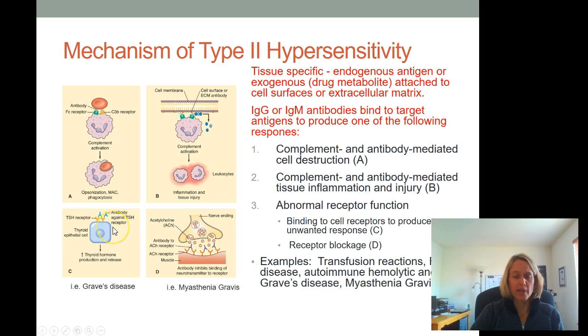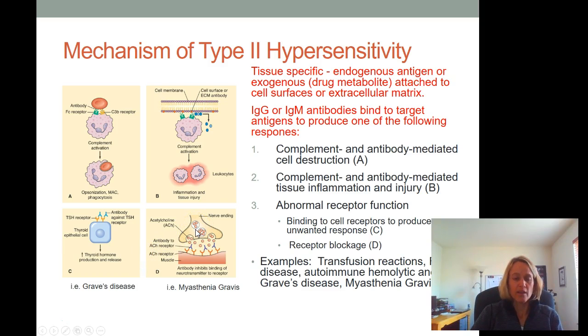We can also get abnormal receptor function. So we have antibodies that combine to a receptor, producing an unwanted response. An example is Graves' disease, in which we have antibodies that look just like the TSH hormone, which bind to thyroid cells and cause that cell to produce thyroid hormone.